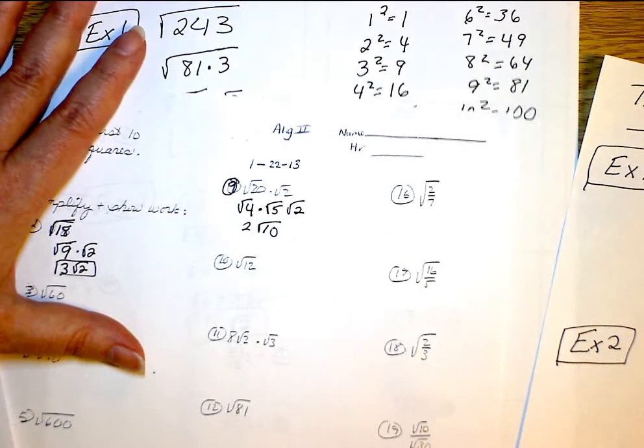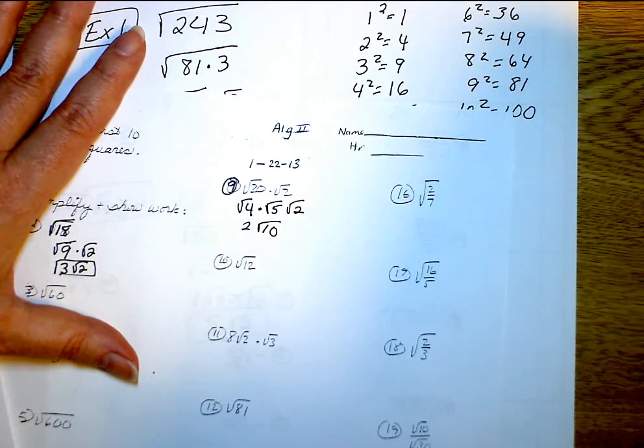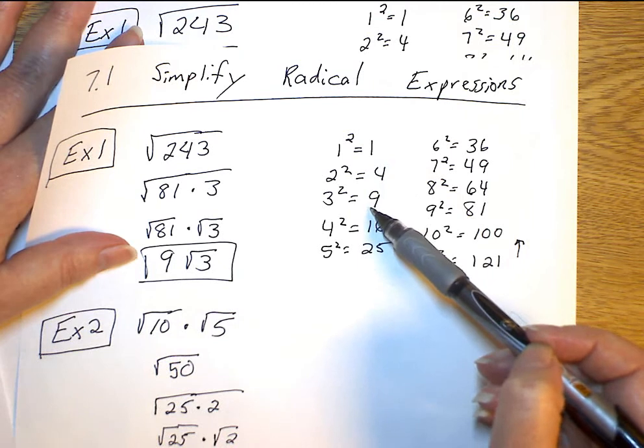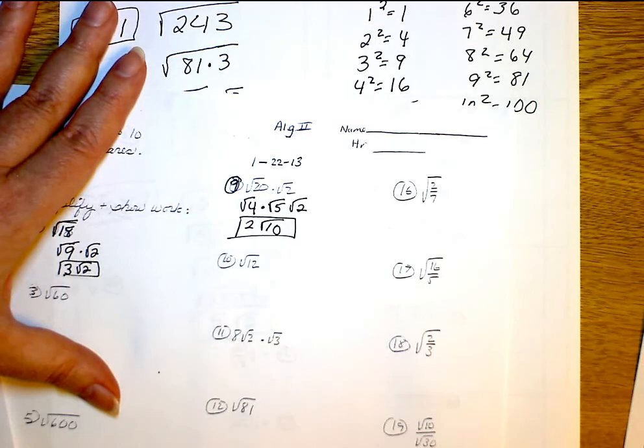We have to make sure that there's no perfects in 10. Look back here. 9 doesn't go into it evenly. 4 doesn't go into it evenly. So we're done. 1 won't help us. 1 won't reduce it.